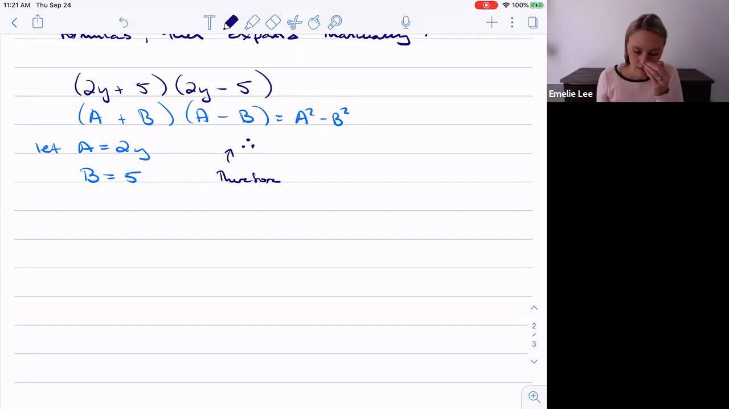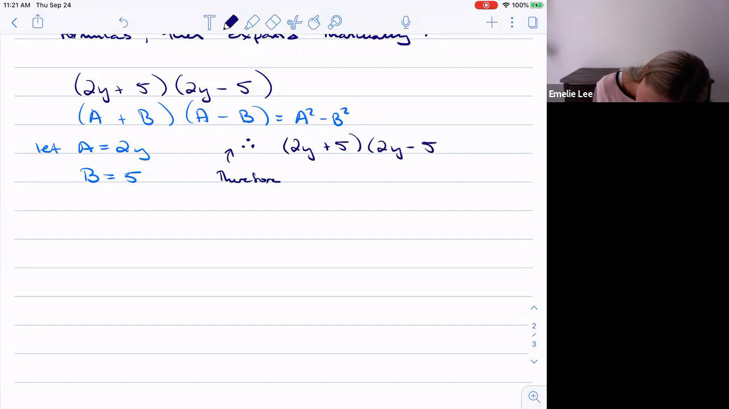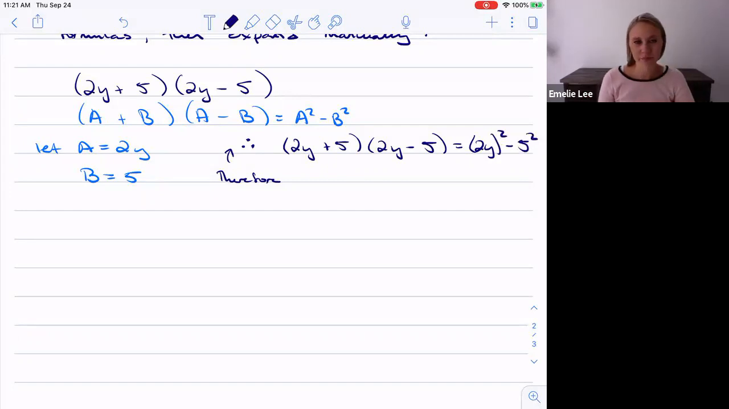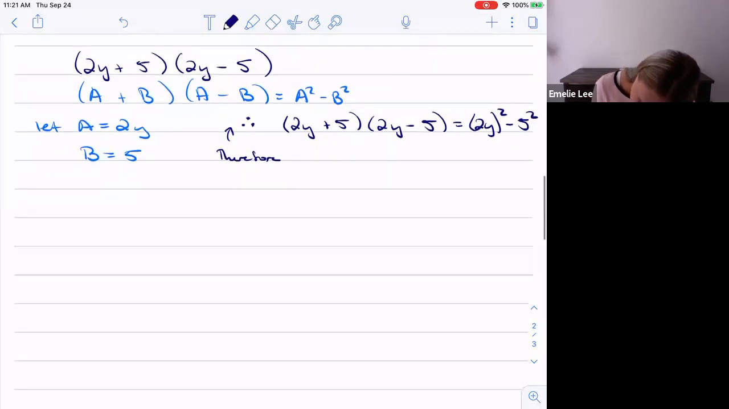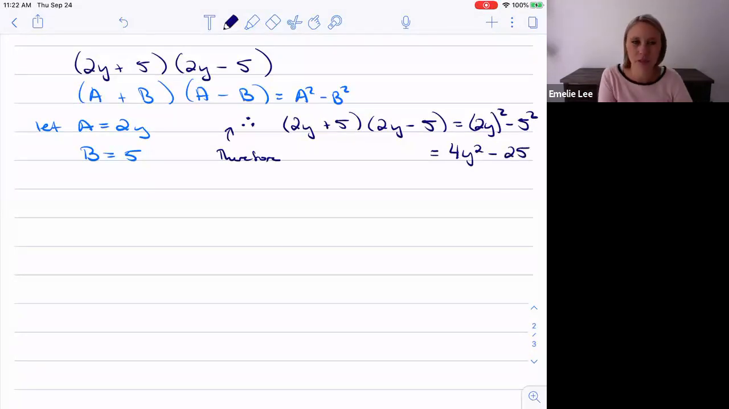And so therefore, we can say that 2y plus 5 times 2y minus 5 must be 2y, and I'm going to put brackets around there just because I have to treat it as one thing, and especially if I'm squaring it, I have to bring that square because I'm multiplying. I have to bring that square onto both of these, both the 2 and the y. So I'm going to put 2y squared minus 5 squared, which is equal to 4y squared minus 25.